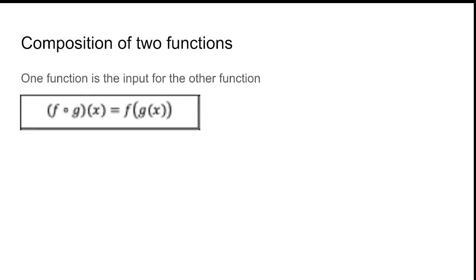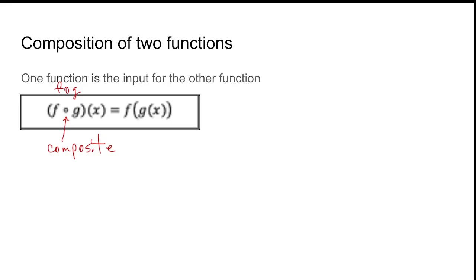And that's what's going on with the composition of two functions. One function is the input of the other function. So we write it as f composite g. This little symbol here means composite. Some people will read that as "f o g", but it's not really an o, it's a composite sign.